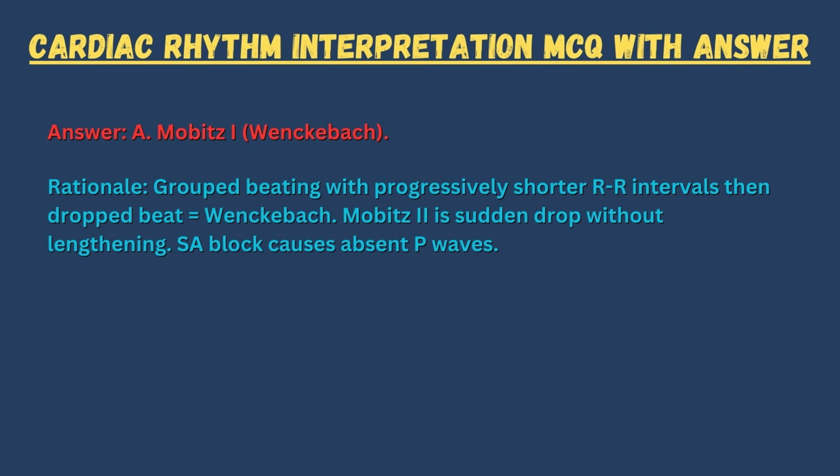Answer. A. Mobitz I Wenckebach. Rationale. Grouped beating with progressively shorter RR intervals, then a dropped beat equals Wenckebach. Mobitz II is a sudden drop without lengthening. SA block causes absent P waves.